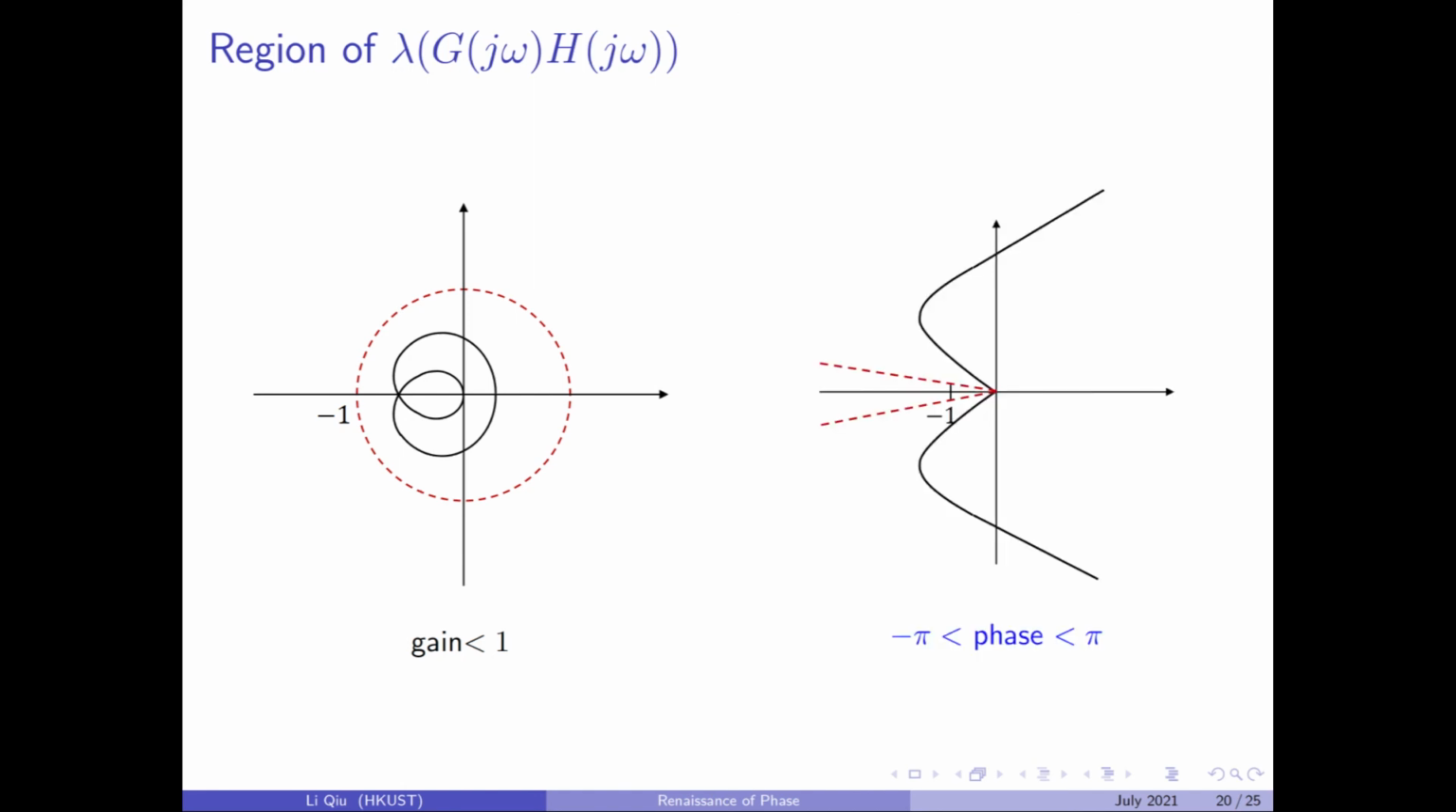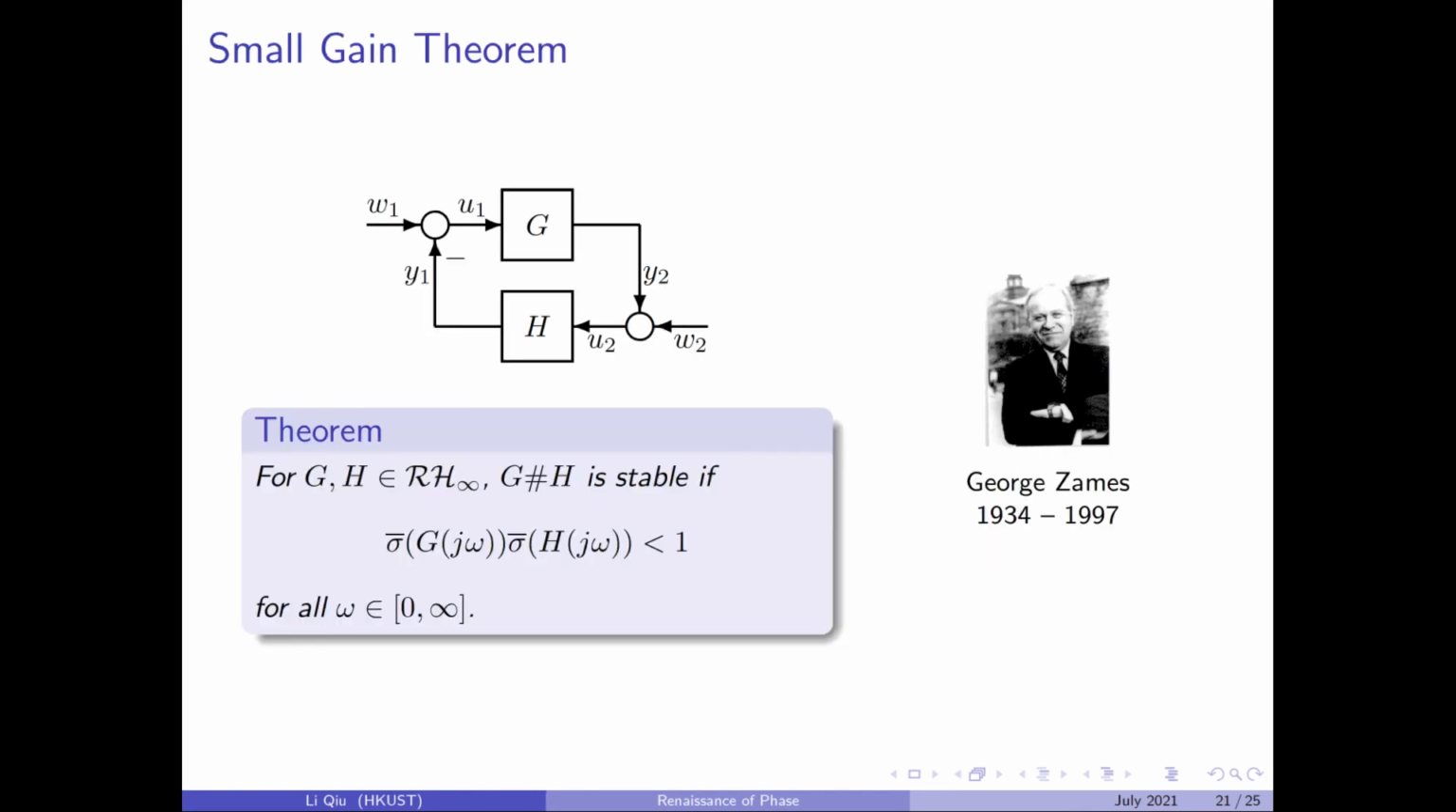Then you can also require that the eigenvalue phases of GH be bounded away from the negative real axis. So basically, you can be anywhere in the plane except the negative real axis. This is kind of a phase argument or phase analysis. So from the gain analysis and phase analysis, you can obtain the so-called small gain theorem, which is stated here.